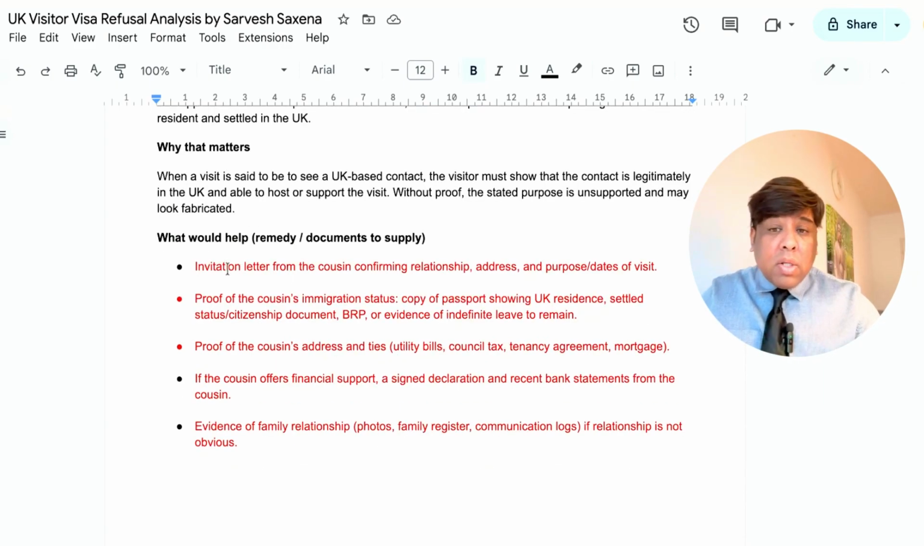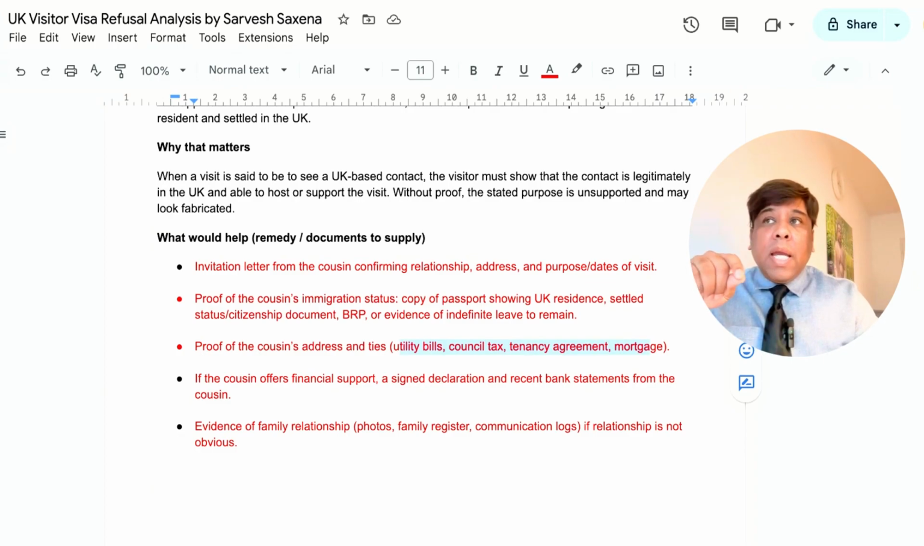So here is what you should have done, or he should have done. You should have had an invitation letter confirming relationship, address and purpose of visit; proof of immigration status, which is a copy of passport, UK residence like BRP, or evidence of indefinite leave to remain; proof of cousin's address, utility bills, council tax and tenancy agreement or mortgage statement; and if the cousin is offering financial support, a signed declaration and recent bank statements. Now, why I say this is because anybody can sometimes take somebody's copy and claim that he is my cousin, but the government of the UK, the immigration officer, has to be satisfied that they're related to you and they acknowledge that they will be paying for your trip, right?